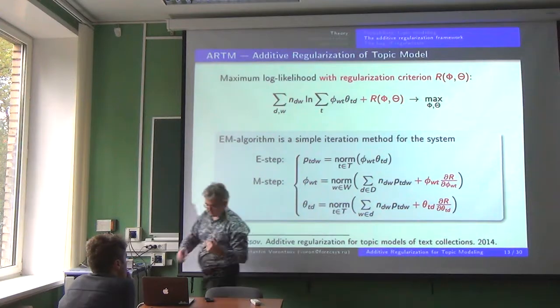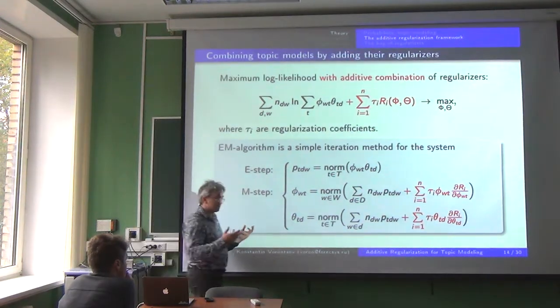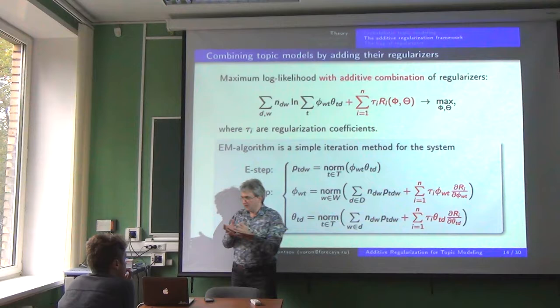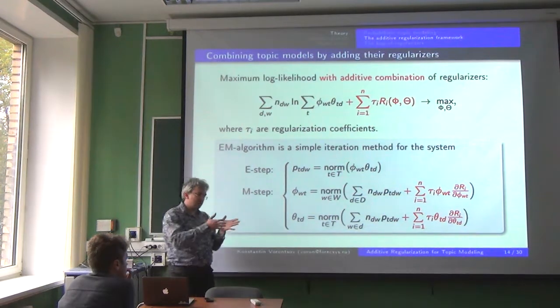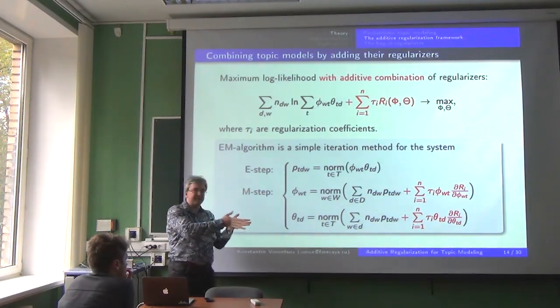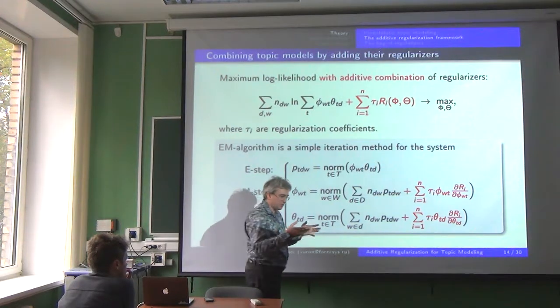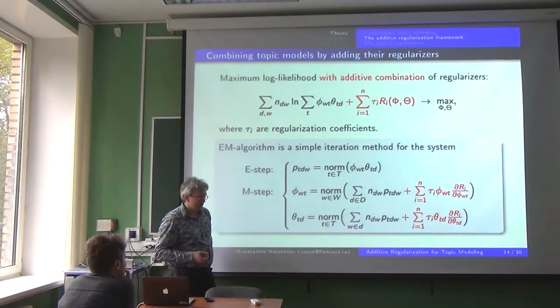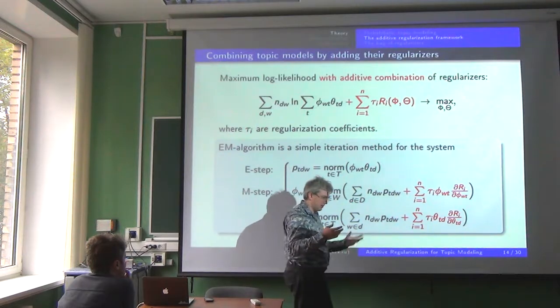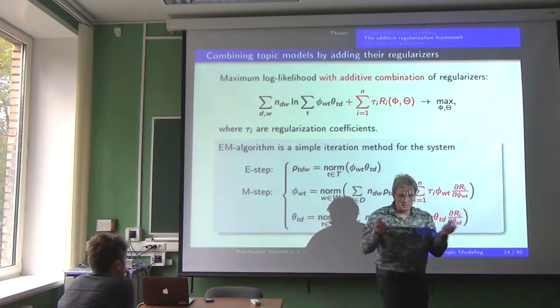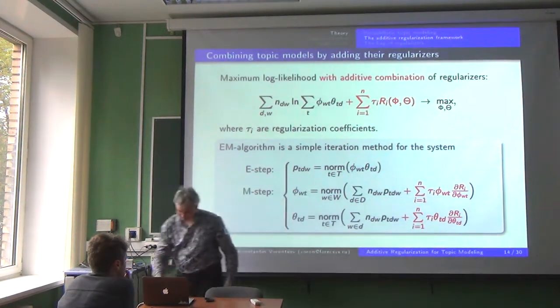And after this, we can combine many topic models if we split the topic model into the space structure and regularizers. So we can use the same space structure and regularizers taken from many probabilistic models.